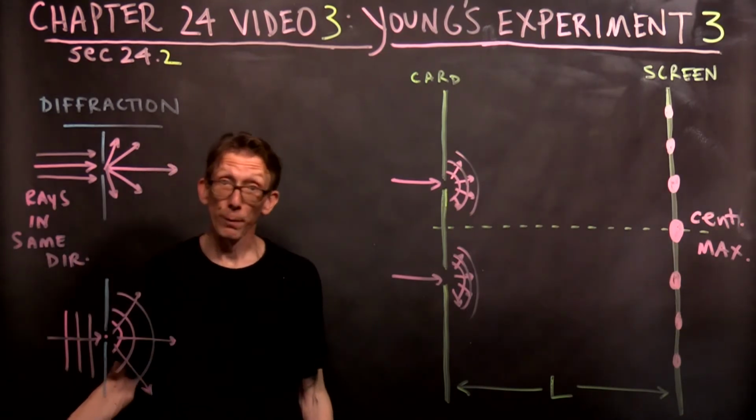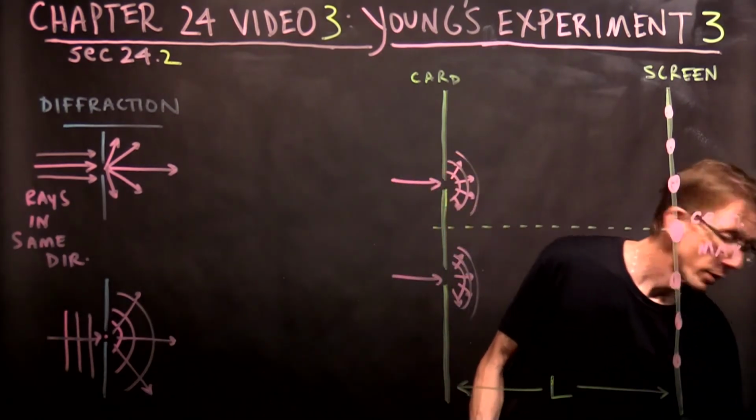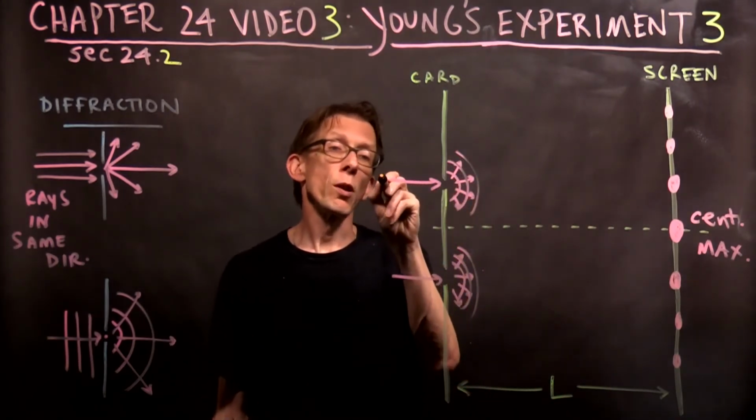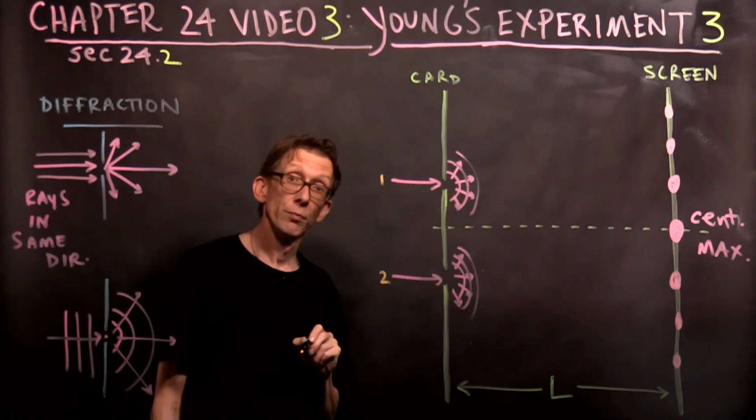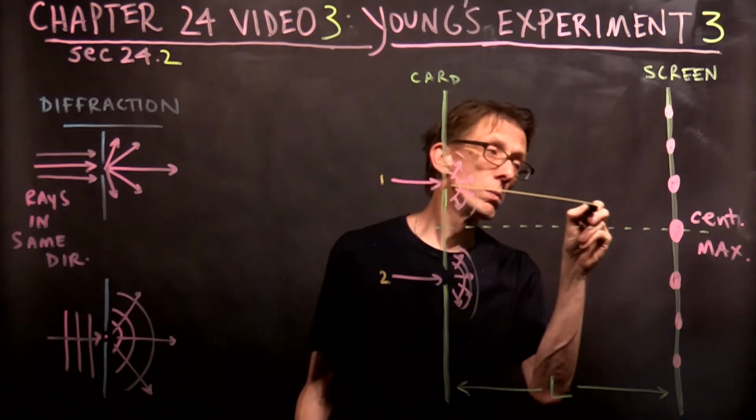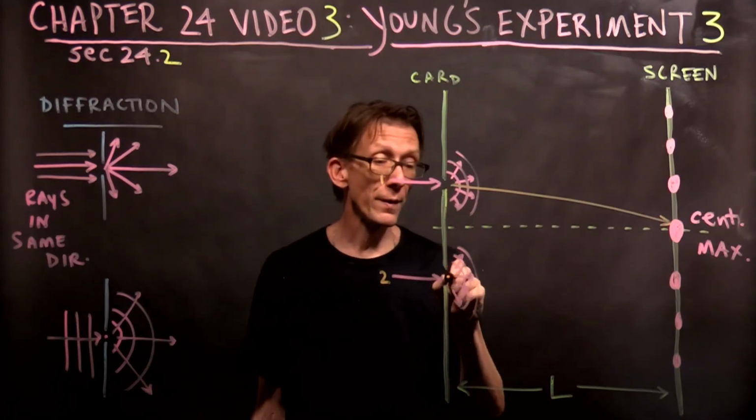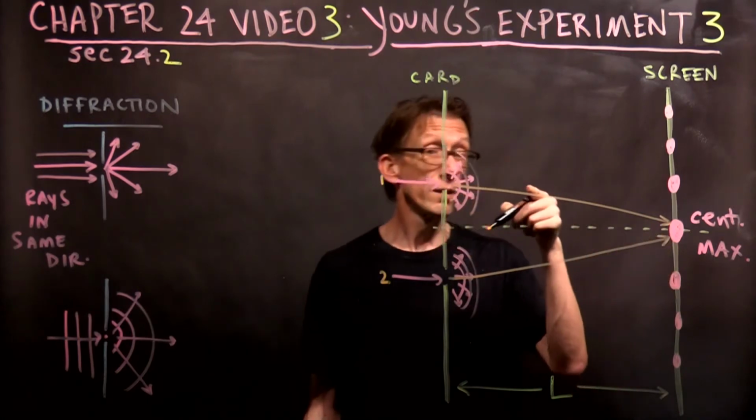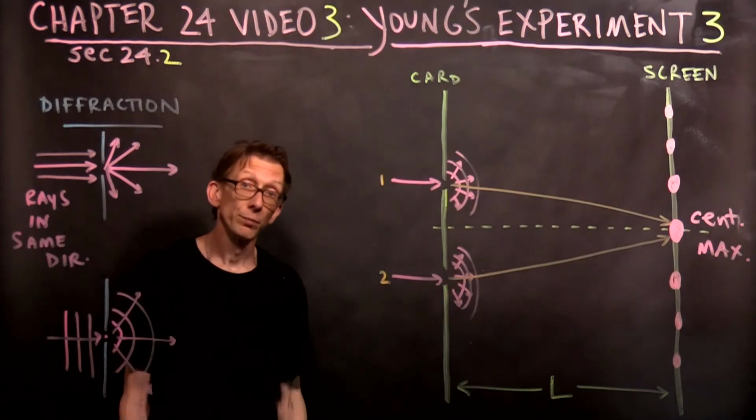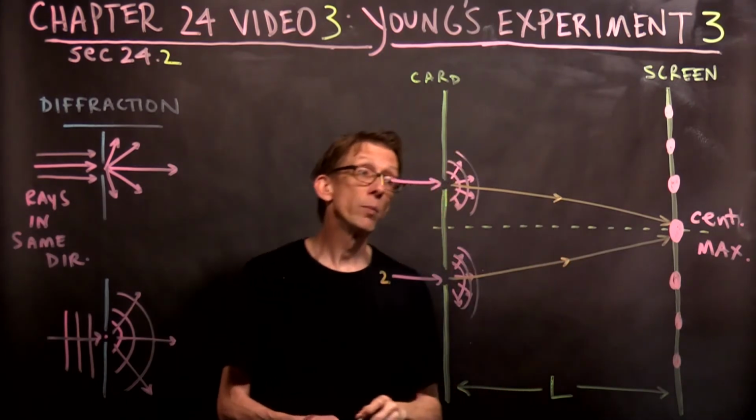I want you to notice something here. I meant to bring a meter stick in. I'll try to deal with it without a meter stick. Call this slit 1 and call this slit 2. Some ray is going to leave slit 1 and hit the central maximum. And some ray from slit 2 is going to also leave that slit and meet the first ray at the central maximum. Right? These are rays now. They're going to meet at the central maximum.